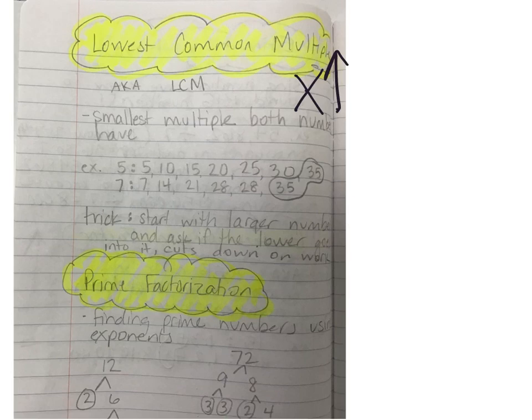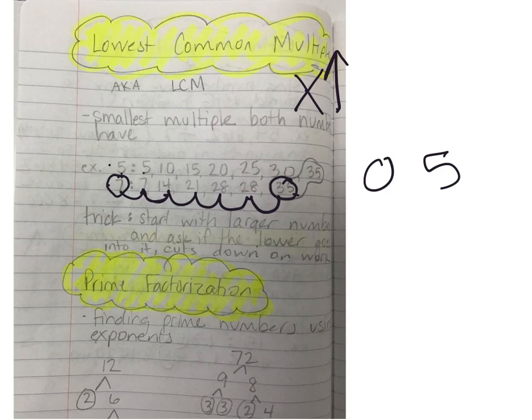The smallest multiple both numbers have. So in this one, lowest common multiples of 5 and 7, start with the larger number and show the multiples. 7, does 5 go into 7 evenly? No. 14? No, because if I know my tricks with 5s, it has to end in a 0 or a 5. So 7, 14, 21, 28, 35. Oh, 35 is going to be the first one, the lowest one that they both share.